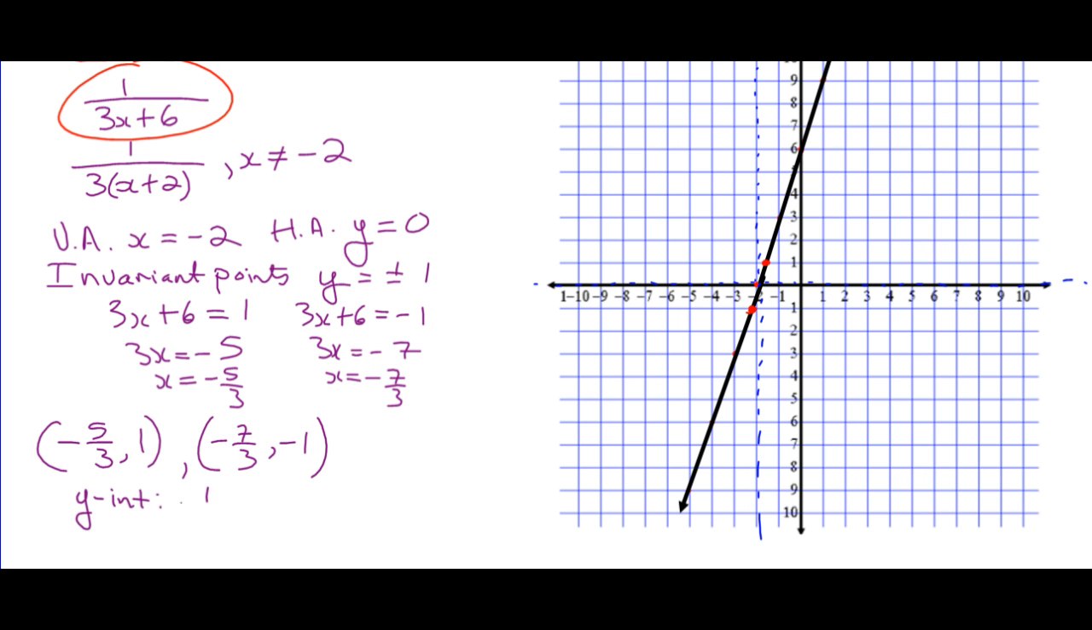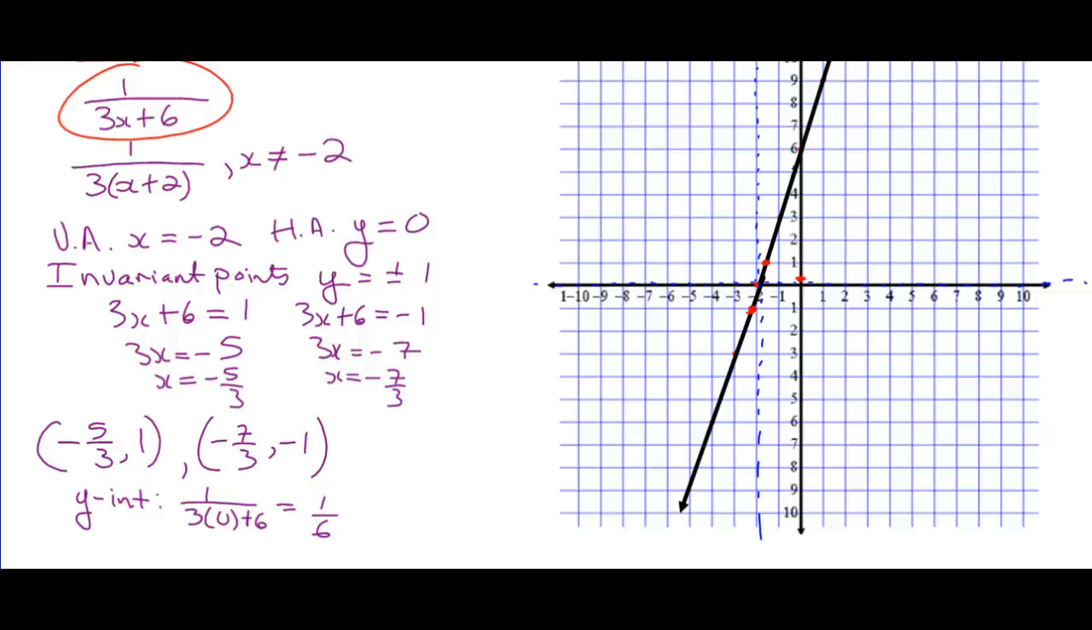So the y-intercept is 1 over 3 times 0 plus 6, which is 1/6. Right? Now we can get that from the graph too. This goes through 6, so the reciprocal is 1/6. Okay, so we have no x-intercept, and the y-intercept is 1/6.